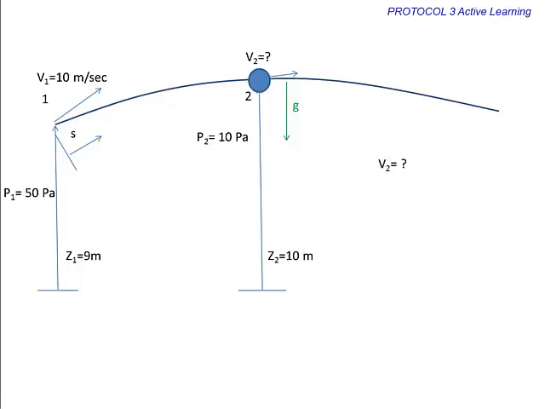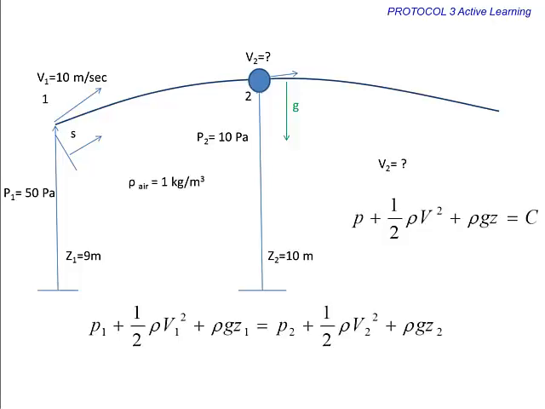We can use the Bernoulli equation for solving velocity v since mechanical energy is conserved. Total energy at 1 will be the same as at 2. We can solve the unknown from this equation. The velocity at 2 can be calculated as 12.6 meters per second.